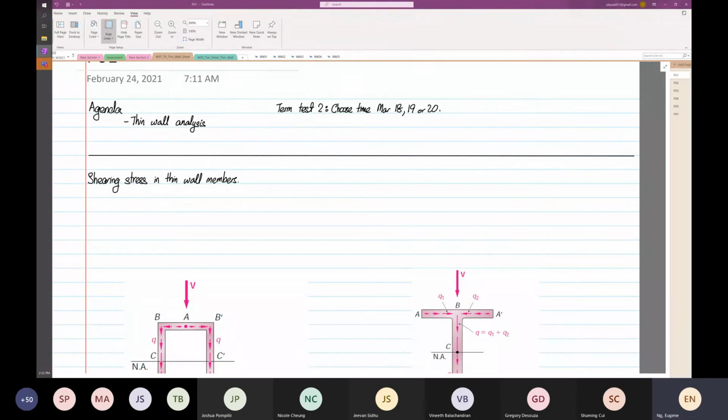But before we go on, I will put on a vote again for term test 2. It can be on March 18, March 19, or March 20th. Can anyone tell me how your schedule looks on these three dates? Those of you that are here, anyone, please? I know for heat transfer we have test 2 on the 19th, I'm pretty sure. On the 19th you have heat transfer.